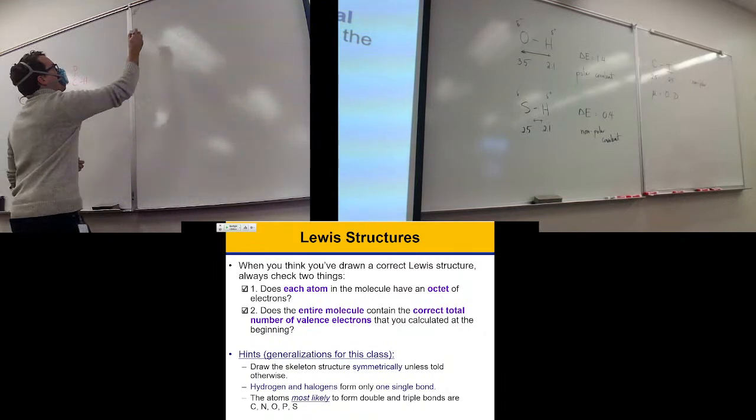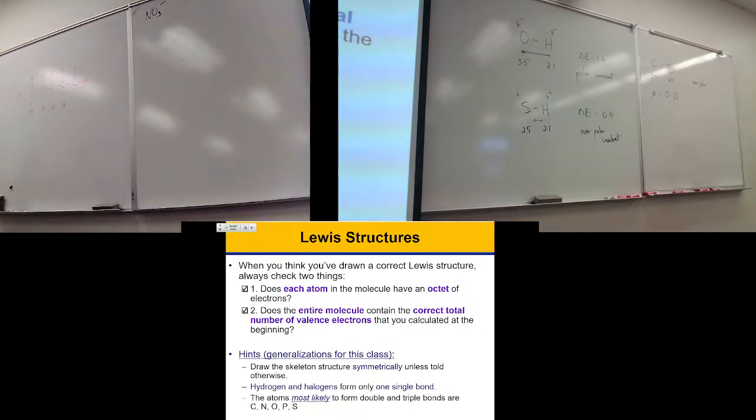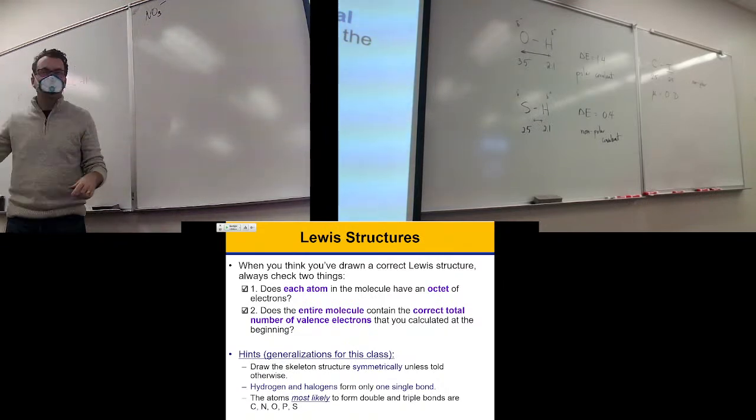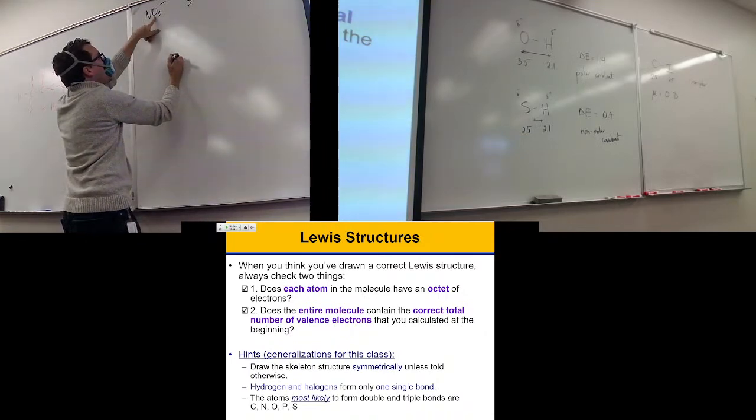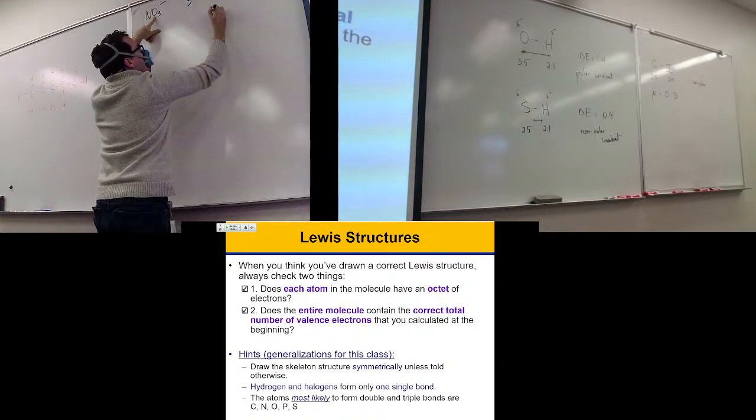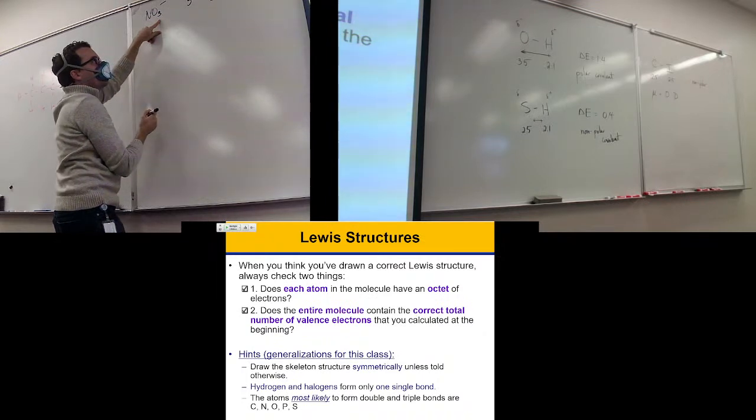And I'm going to start with nitrate, even though I know some people have done that already. So my technique for doing Lewis structures again is first count total valence electrons. So nitrogen, group 5. So that's 5 electrons from nitrogen. The oxygen is group 6. So each oxygen contributes 6 valence electrons. There's 3 oxygens. So I'm going to multiply by 3.